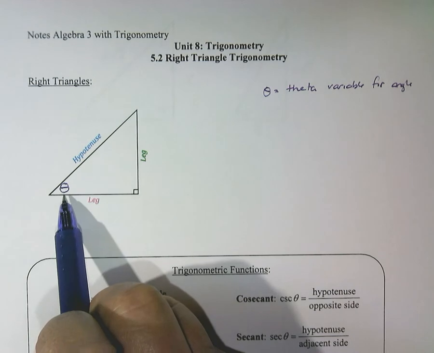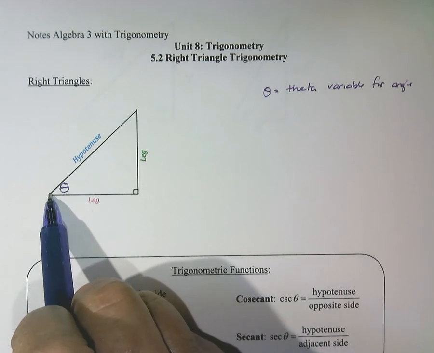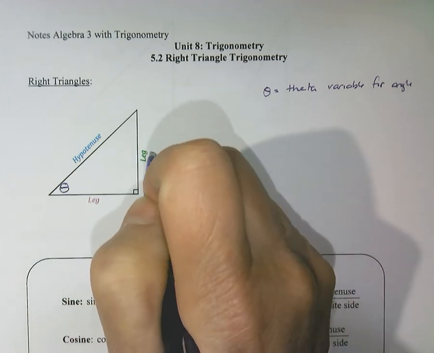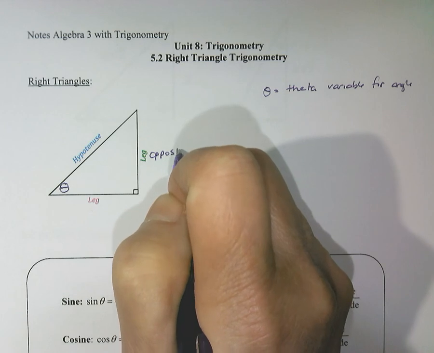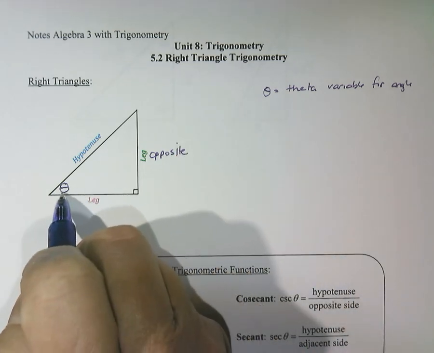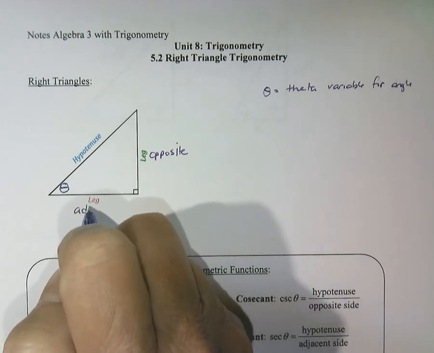So if this is my angle theta, opposite theta, if I draw from this corner, this vertex, straight across, this is going to be the opposite leg. And the one that includes the side that is touching that angle would be the adjacent leg.